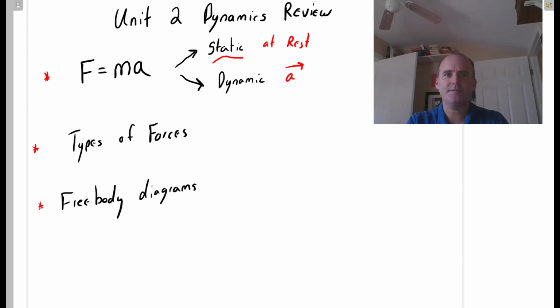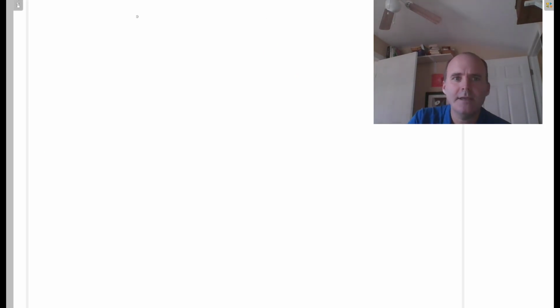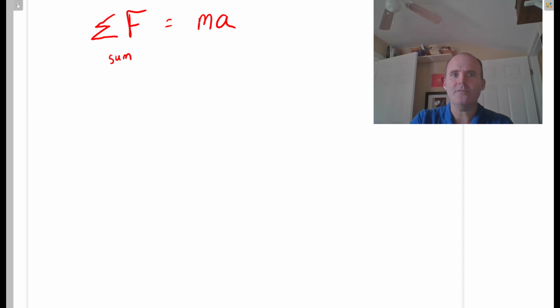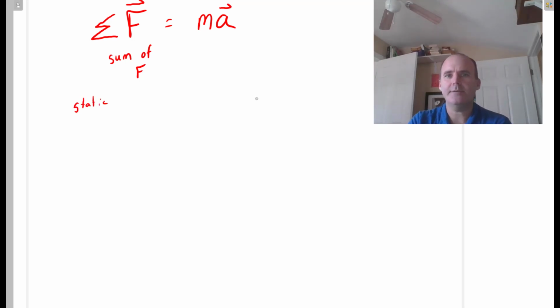Okay, so let's first talk about F equals ma, Newton's second law. I need to be a little bit more specific here. Really, it is the sum of my forces. Forces are vectors. Acceleration is a vector. So when I say F equals ma, I really mean the sum of my forces. So let's look at these two cases: we have static and we have dynamic.